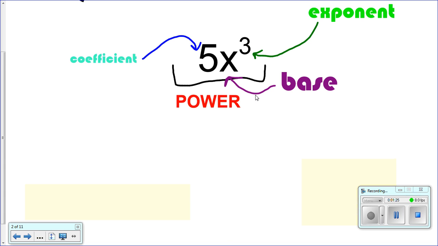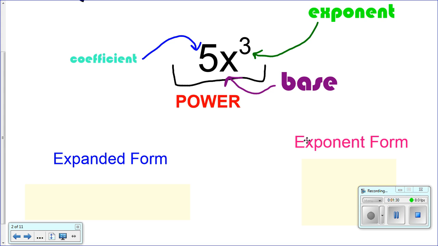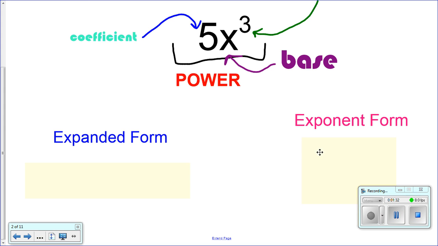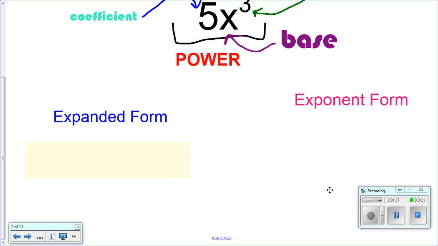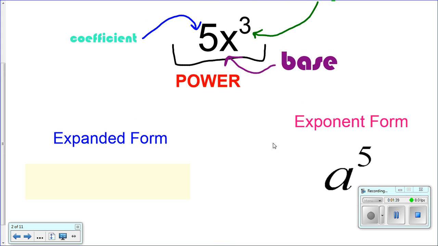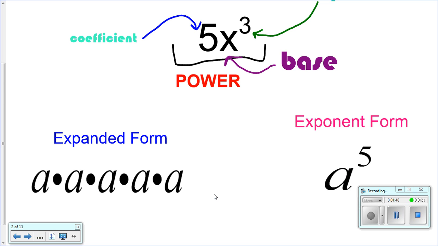Okay. And then we have expanded form and exponent form. Now, exponent form is very nice because it's just writing the base and the exponent. Okay? Whereas expanded form is actually writing out what it means. So when we say a to the 5th, it actually means a times a times a, a multiplied with each other 5 times. Okay? So exponent form is just a shorthand of writing it out.